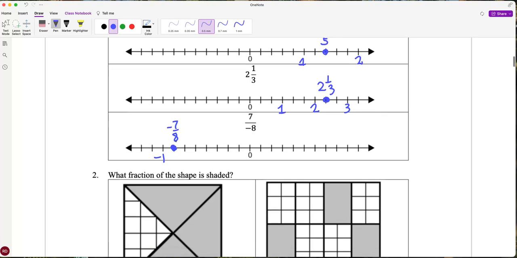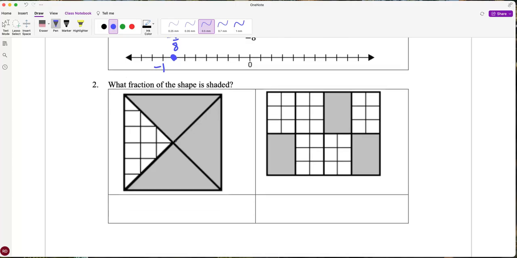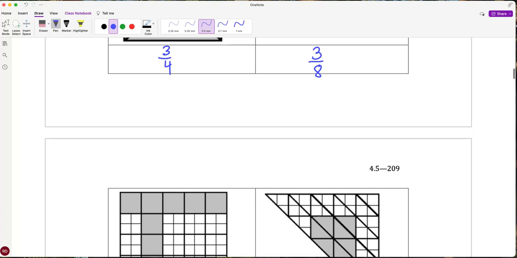What fraction of the shape is shaded? So if I look at the first one, it looks like the big gray pieces, 3/4 has been shaded. If you look at the next one, as all of these rectangles, there are 1, 2, 3, 4, 8 of those. So 3/8 of that shape has been shaded.